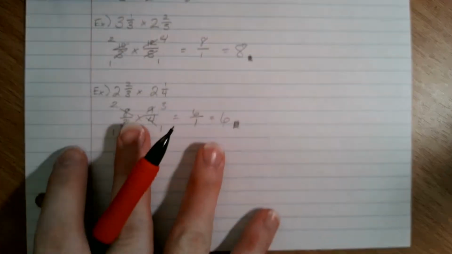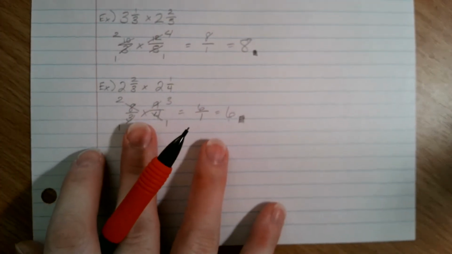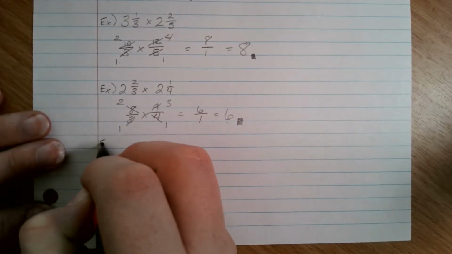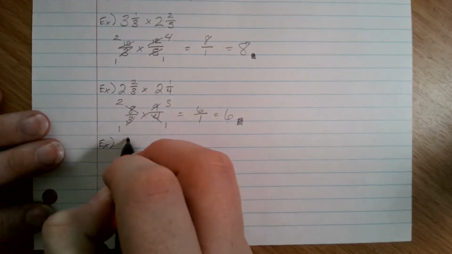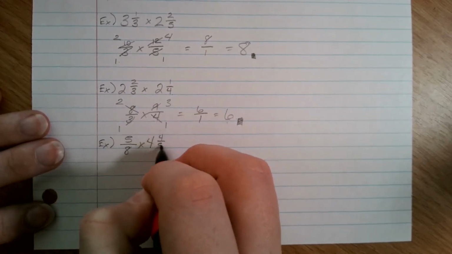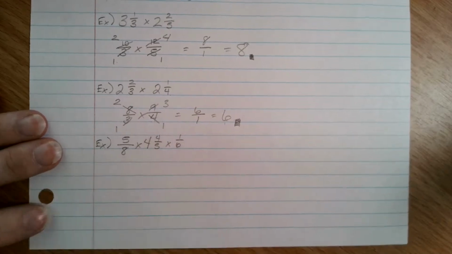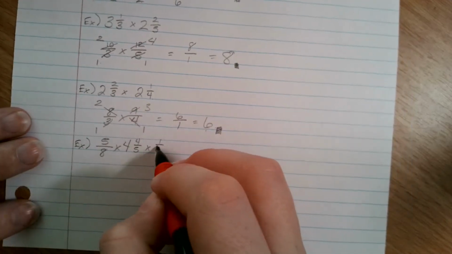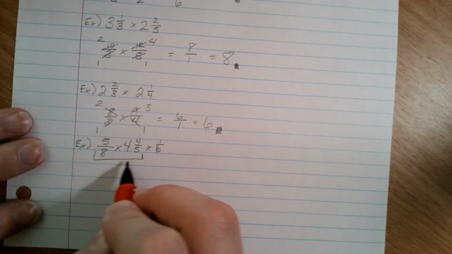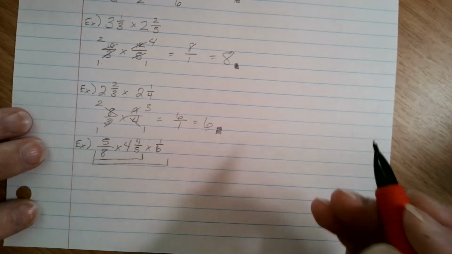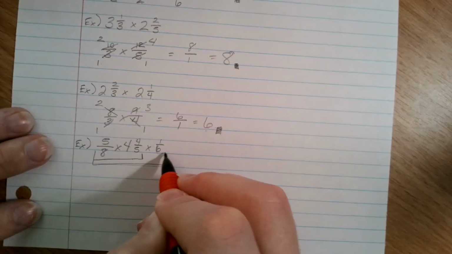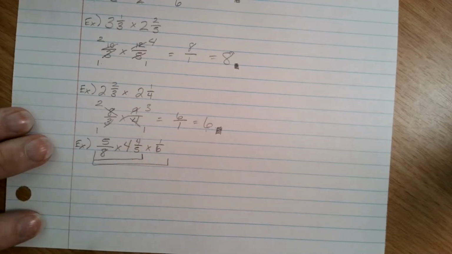I have one more lovely example, because if you can multiply two numbers, you certainly can multiply 3. So we were given 5/8 times 4 4/5 and 1/6. I'm going to do this in 2 ways. I'm going to multiply the first 2 and then the next one. And then the other way is multiplying the last 2 and then the first.